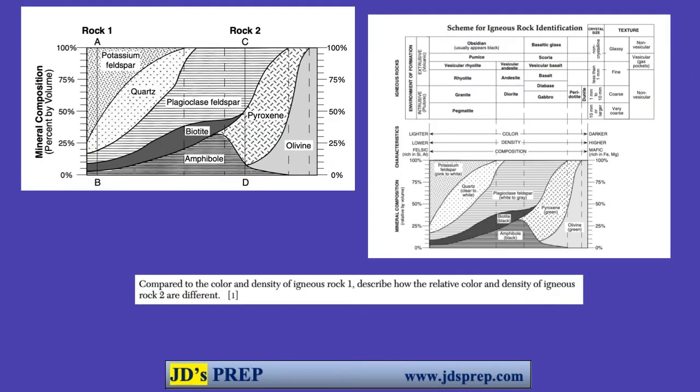Our next question asks us, compared to the color and density of igneous rock 1, describe how the relative color and density of igneous rock 2 are different. We know that rock 1 is going to be around here, rock 2 around here somewhere. I want to draw your attention to these characteristic scales right here, so we can see that over to the right is darker, and it's also higher in density. So our correct answer would be that the relative color and density of igneous rock 2 would be darker and higher density than rock 1.